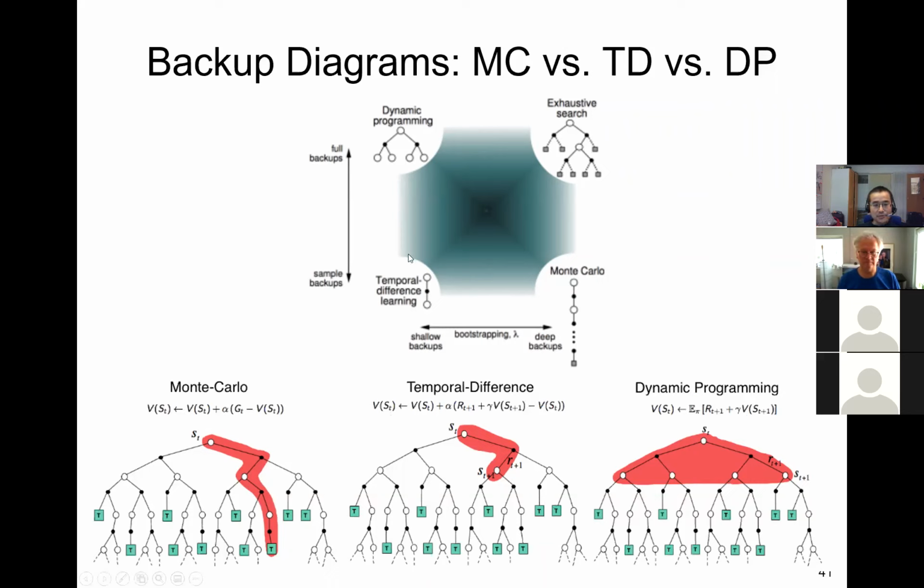So looking at these, you can see that TD learning has a shallow backup and a sample backup. It's based on sampling. Whereas Monte Carlo is sampling and deep backup. You run until the end of the episode. Dynamic programming is a full backup, but it's also shallow. It's a one-step backup. Whereas exhaustive tree search is a full backup and deep backup. That's typically not feasible for complex systems.